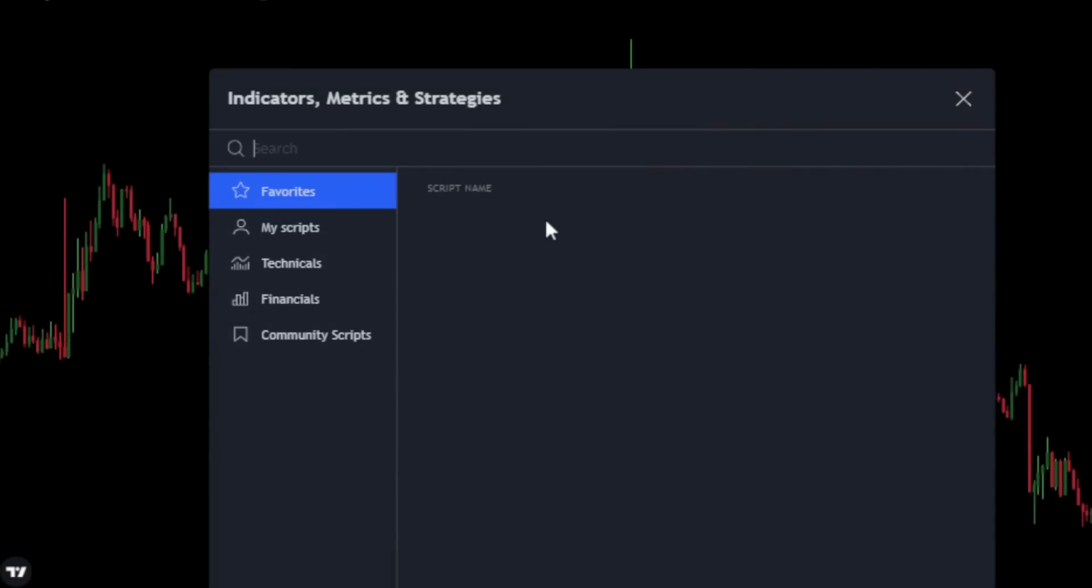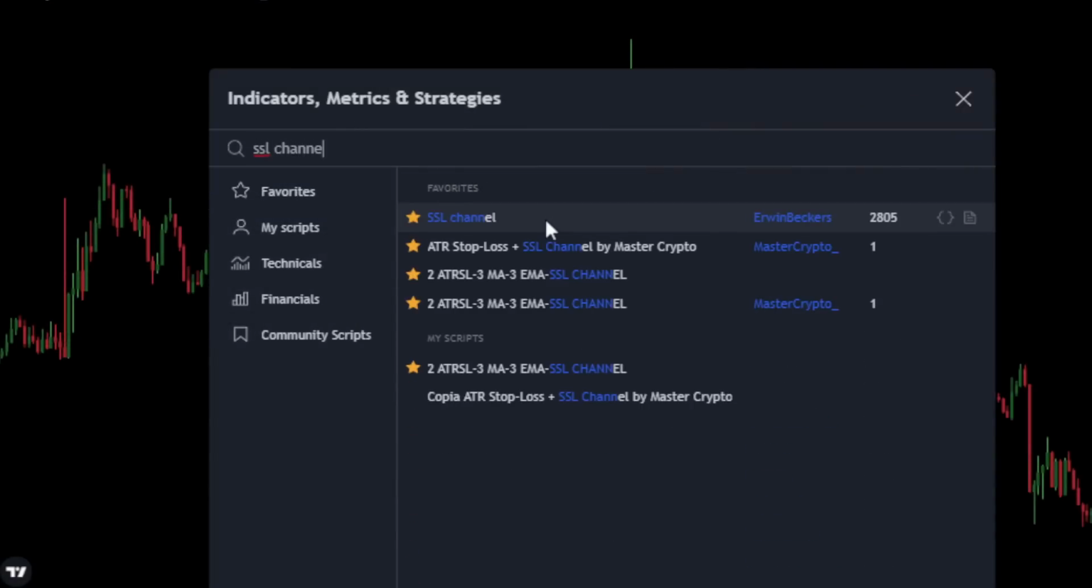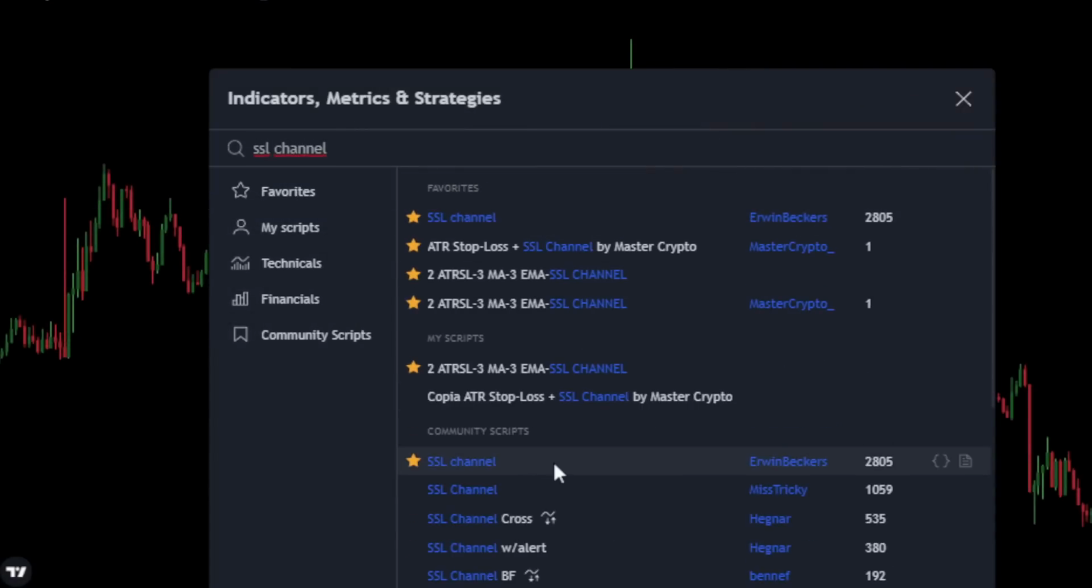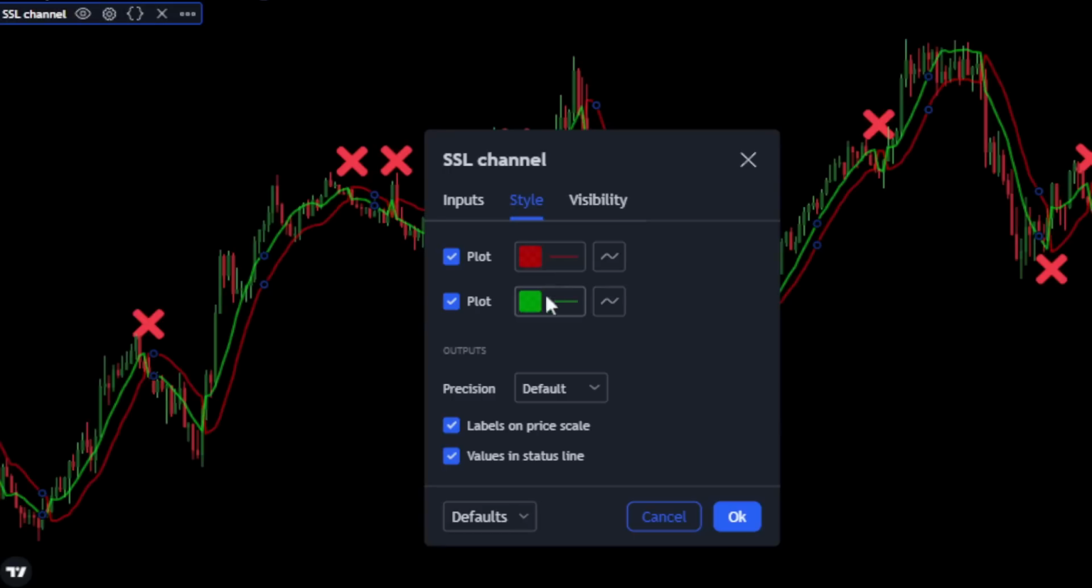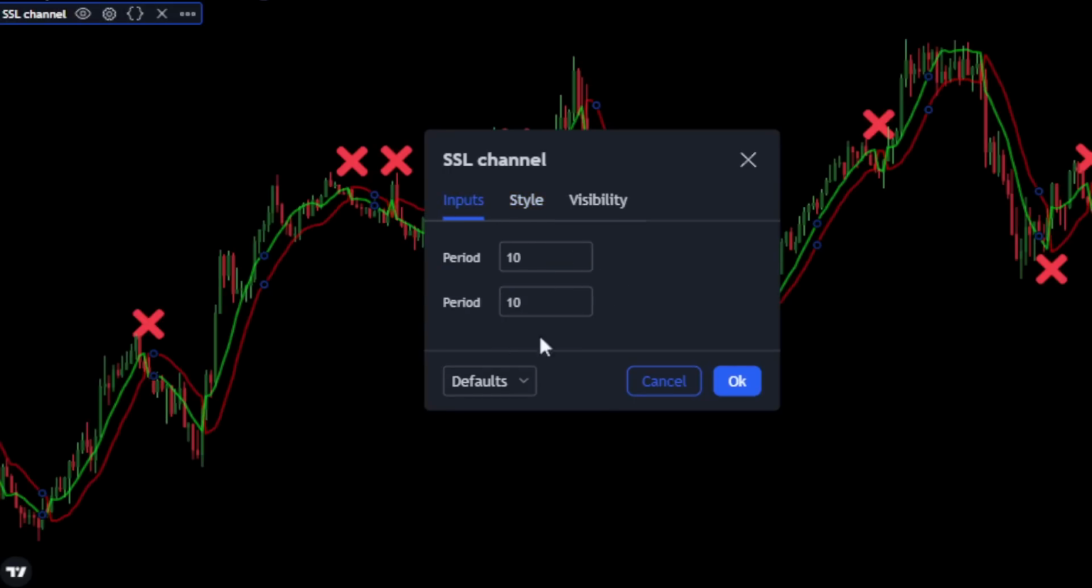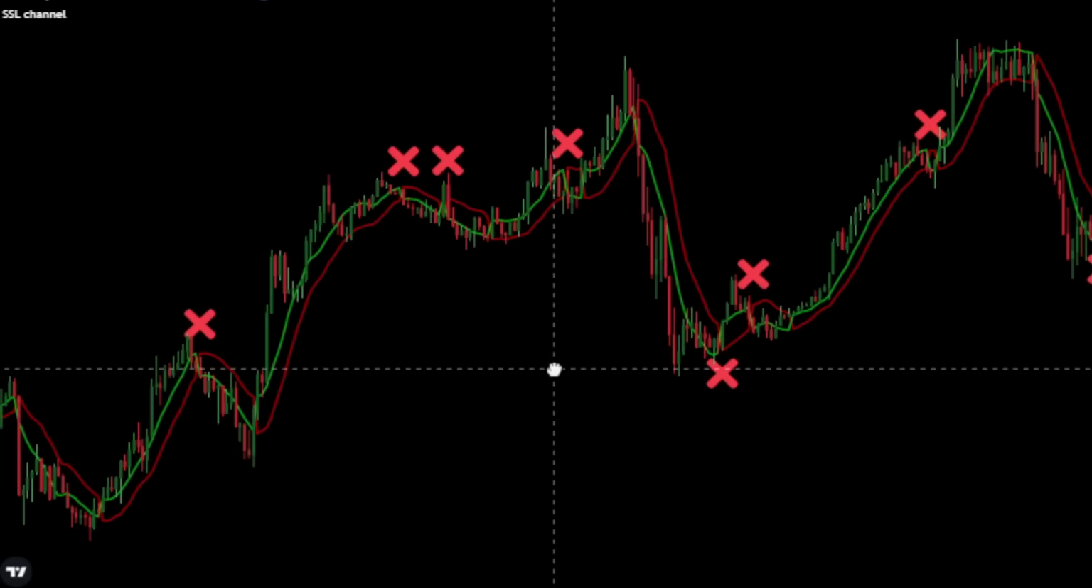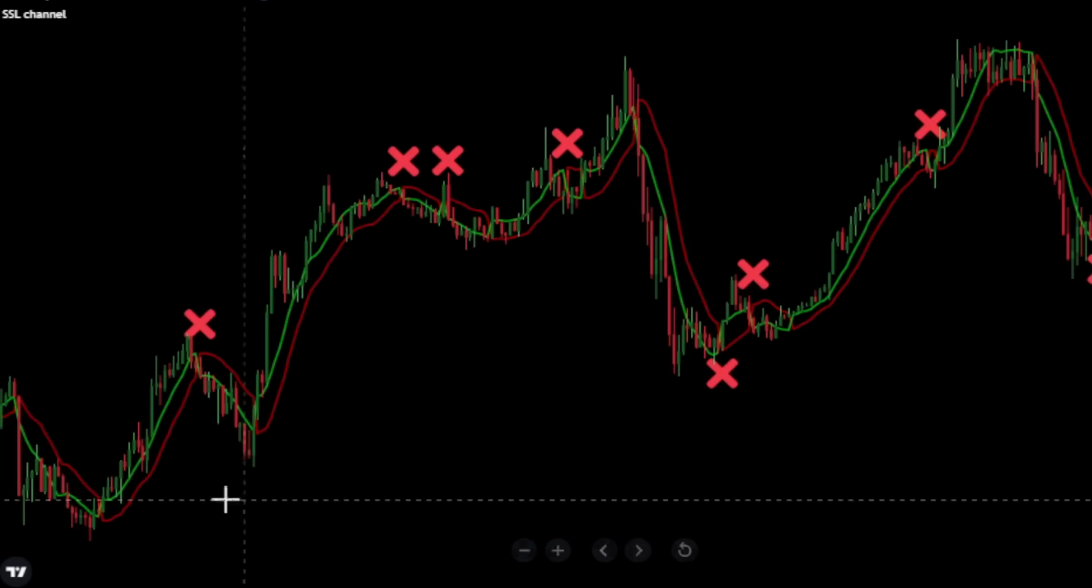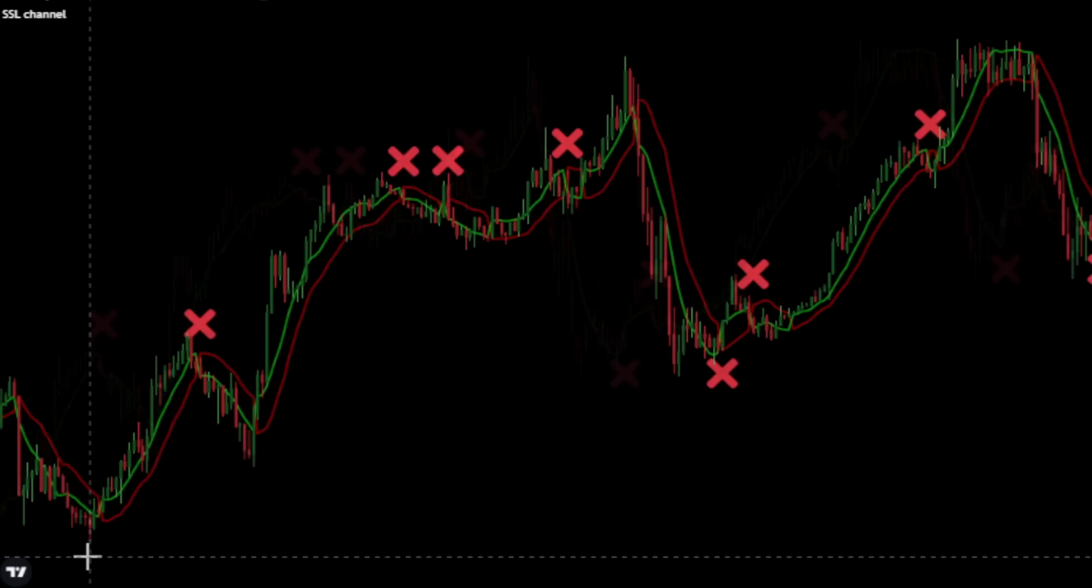First, we are going to add the SSL channel indicator, which is based on the moving average of 10 periods and puts a range on it. It is a very good indicator, but it gives us many false signals to take long and short trades, in which we lose a lot of money.